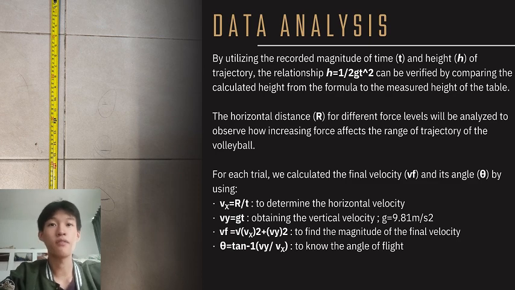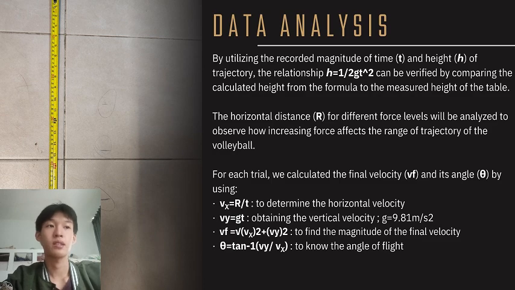Before we calculate the final velocity, we need to find the horizontal velocity and vertical velocity. The formula for the horizontal velocity is Vx equals range over time, and for the vertical velocity, the formula is Vy equals gravity times time, and the gravity is constant, 9.81. So lastly, we can calculate the final velocity and its angle. The formula for the final velocity is the square root of Vx squared plus Vy squared, and the angle for the final velocity is tan inverse of Vy over Vx, so that we can know the angle of flight.